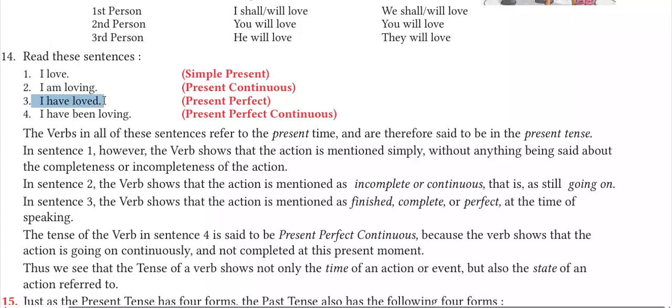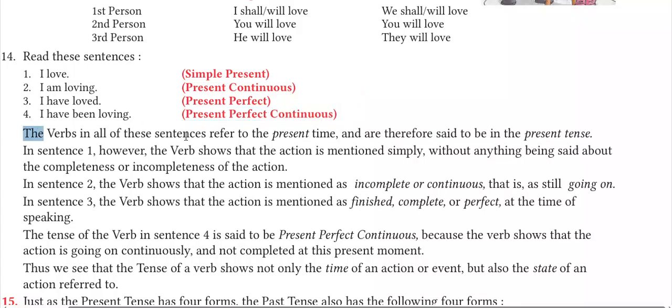I have loved. If you could see the structure here, there is subject, there is helping verb, and there is main verb. So have is the helping verb for present perfect tense, and whenever there is present perfect tense we are using the third form, which is also called past participle. I have been loving. Have been, and then see, fourth form, ing form is there, which is also called progressive form. So this is a sentence of present perfect continuous tense.